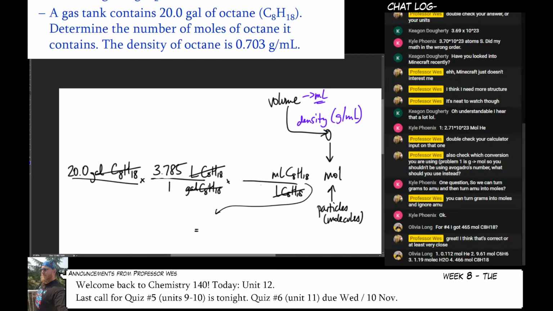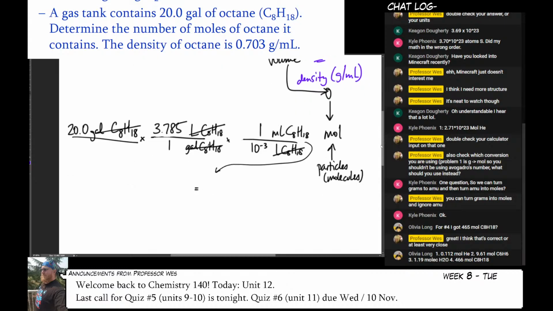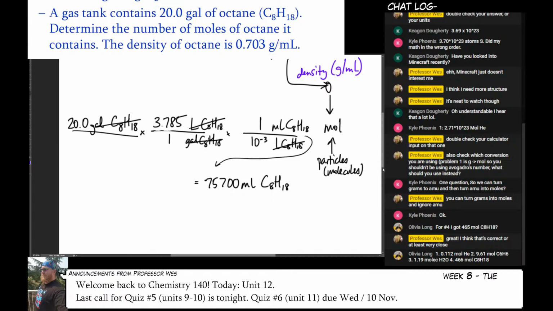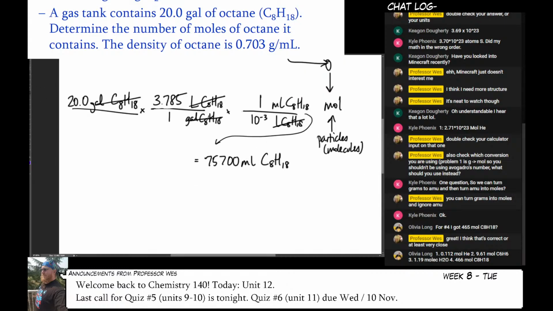And then how many liters are in how many milliliters? Well, in 1 milliliter, there are 10 to the minus 3 liters. Remember your metric prefixes from Unit 3. It was so long ago, but we're going to use them anyway. And so when I do all this, I get 75,700 milliliters of octane, which I'm going to just move right over here.